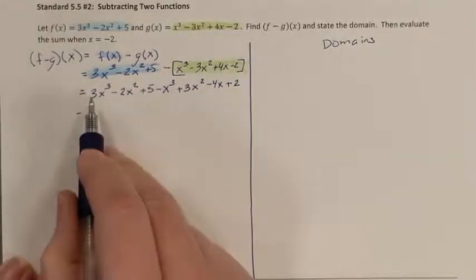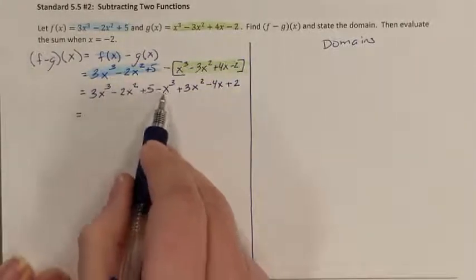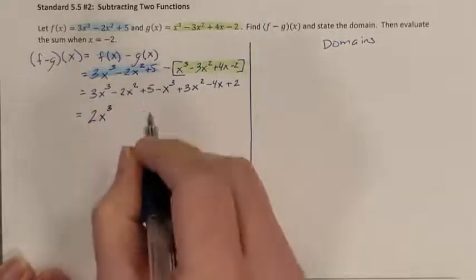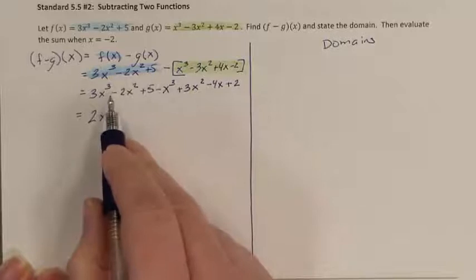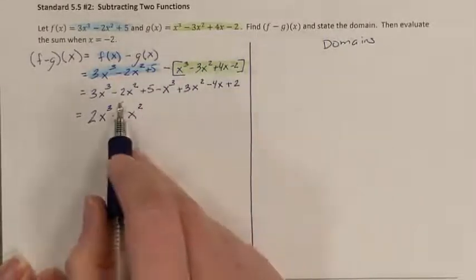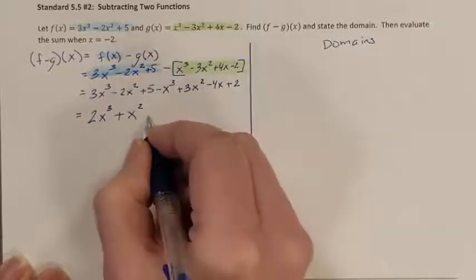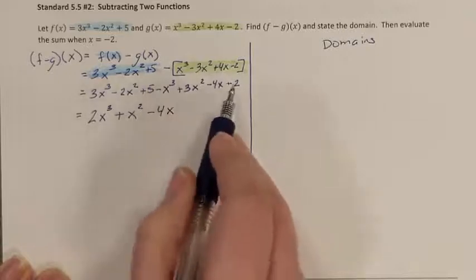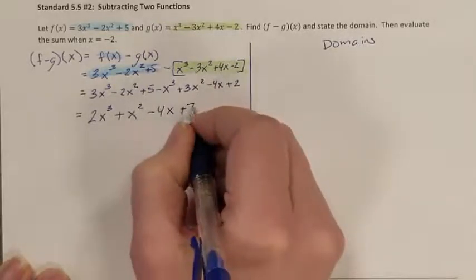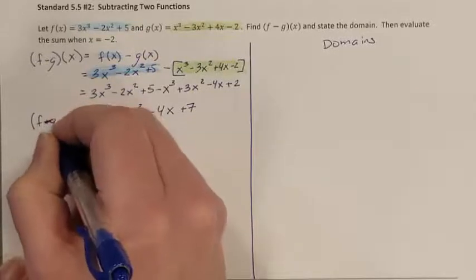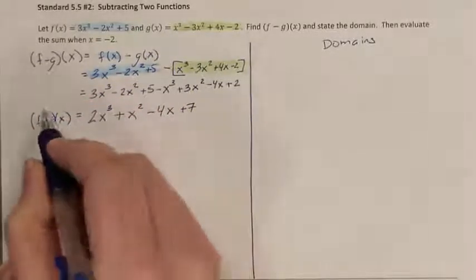So combining like terms, x to the thirds can only go with other x to the third, so 3 minus 1 is 2, so 2x to the third. X squareds only go with other x squareds. Negative 2 plus 3 gives me 1, so there's 1x squared. X's can only go with x's, that's minus a 4x. Constants can only go with constants, 2 and 5 is 7. So this is my f minus g of x rule.